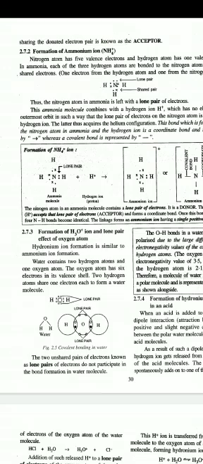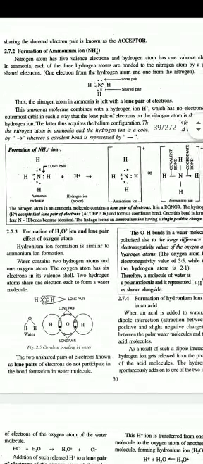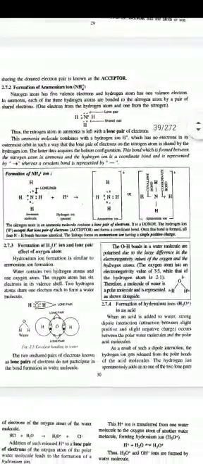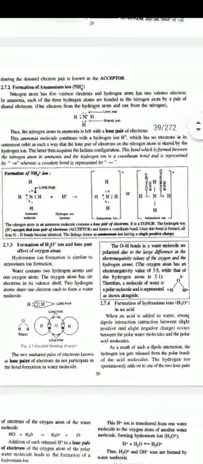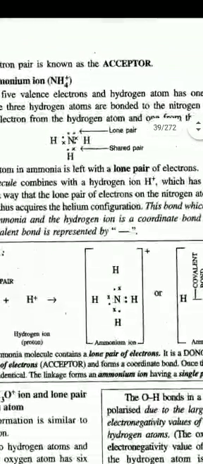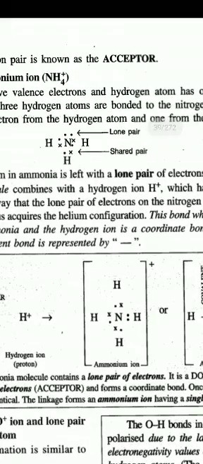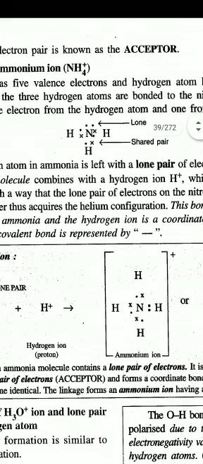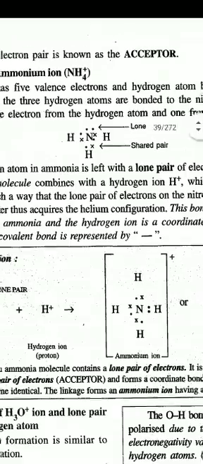Now children, here we have an example of the formation of ammonia. Nitrogen atom has 5 valence electrons and hydrogen has 1 valence electron. In ammonia, each of the 3 hydrogen atoms is bonded with nitrogen by sharing of electrons. Still, nitrogen has an extra lone pair of electrons. Children, here you can see that we have sharing of 1 electron between nitrogen and hydrogen.